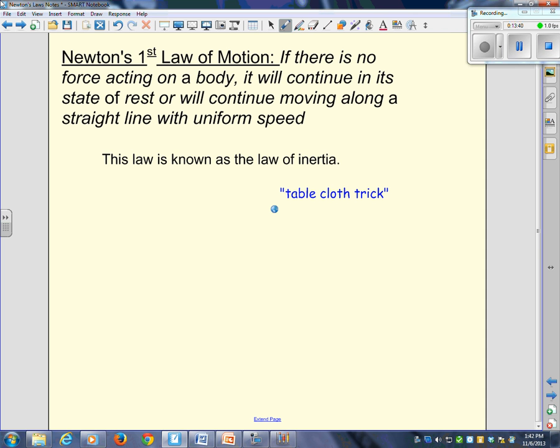If there is no force, in fact, I should probably adjust this: if there is no net force. What does net force mean, do you think? Total. Yeah, exactly, Jake. Total force. If there's no net force, or if the net force is zero, it will continue in its state of rest, or will continue moving along, and this is important, a straight line with uniform speed. And what does uniform speed mean? Constant. You've seen the tablecloth trick? Okay, so yes, you've seen the tablecloth trick.